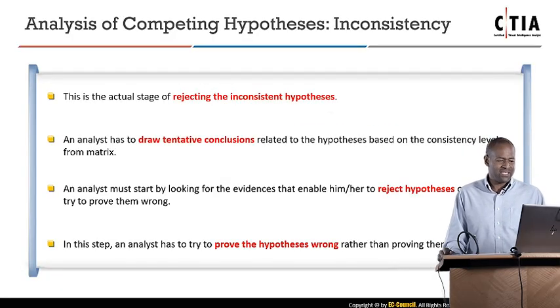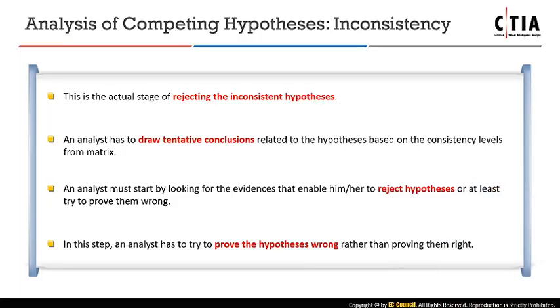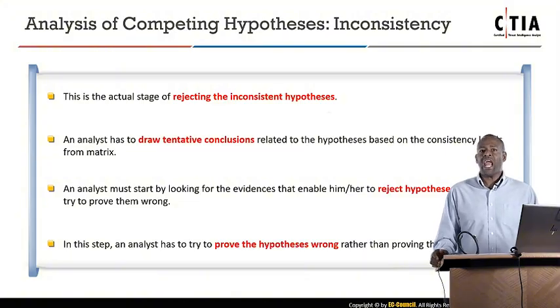Now we look at the idea of inconsistency. This is the actual stage where we reject inconsistent hypotheses. And what we want to do is draw tentative conclusions related to the hypotheses based upon those consistency levels we were talking about before. And then we're going to use that evidence, that information, to reject hypotheses, try to prove them wrong. One of the areas of science that is very important is to try to prove theories wrong. In fact, if you have a theory that everybody believes and it's proven wrong, that's a win in science, right? To prove something wrong is a great win.